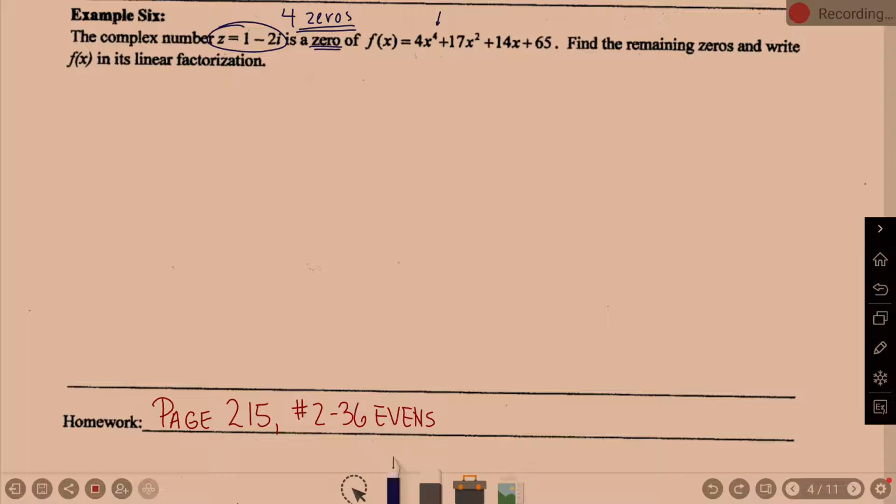Now, thoughts on that 1 minus 2i? If we're given 1 minus 2i, remember complex conjugate zeros theorem? If a plus bi is a 0, then so is a minus bi. So if 1 minus 2i is a 0, then so is 1 plus 2i. Okay, so we do have 2 of our 4 zeros. We need to find the remaining zeros and write its linear factorization.